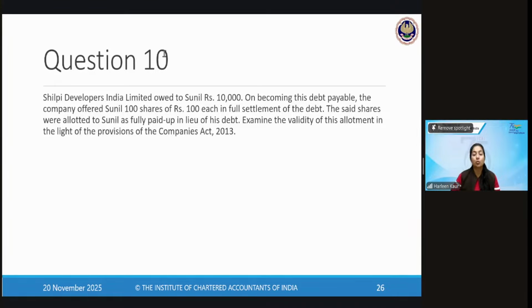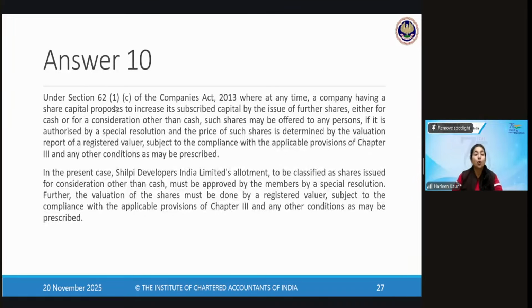Shilpi Developers owed to Sunil 10,000 on becoming the debt payable. Company offered 100 shares of rupees 100 each in full settlement. Said shares were allotted as fully paid in lieu of this debt. Examine the validity of the allotment. So, what is happening in this question, children? So, Section 62, Clause 1, Subsection 1, Clause C tells us where the company is trying to raise its share capital by further issue of share or for consideration other than cash.